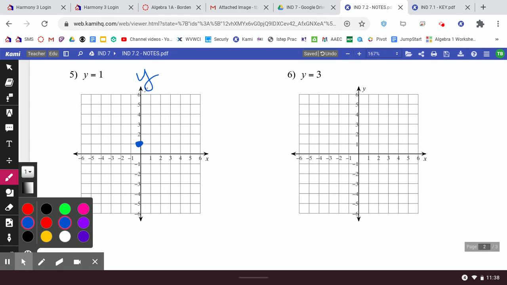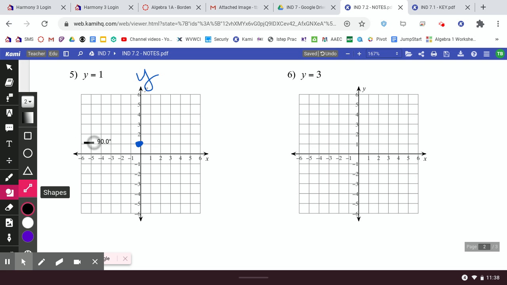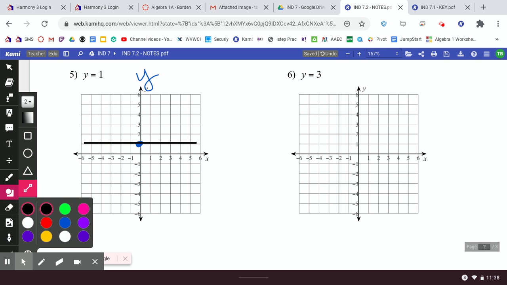And because this is a Y only, it means it's going to be a horizontal line. So my line is going to cut right through the Y at 1. And look like that. Okay? Horizontal lines have only Y's. Y's, skies, horizon, however you want to think about it. But when it's a Y only, it only touches the Y axis.